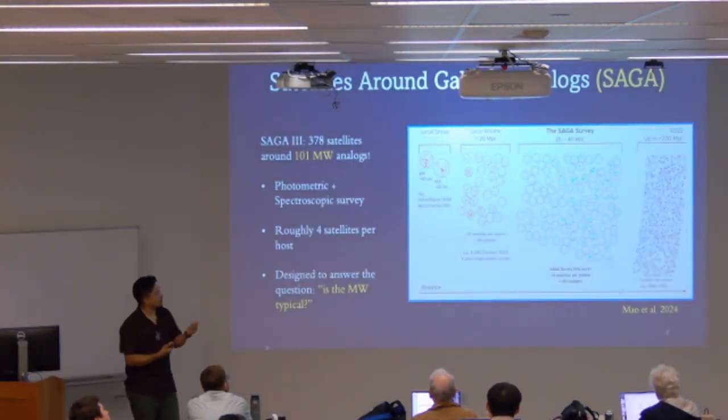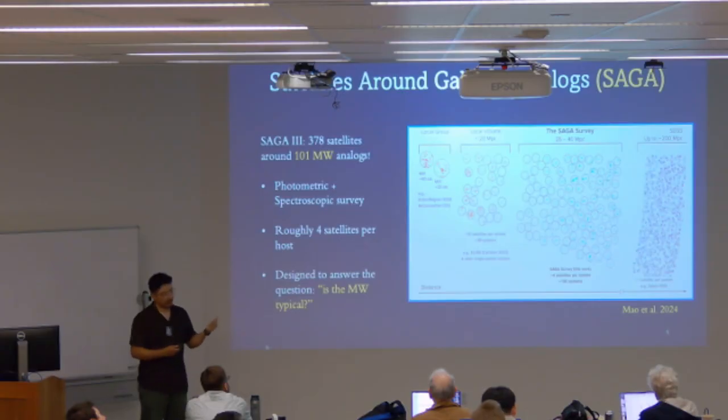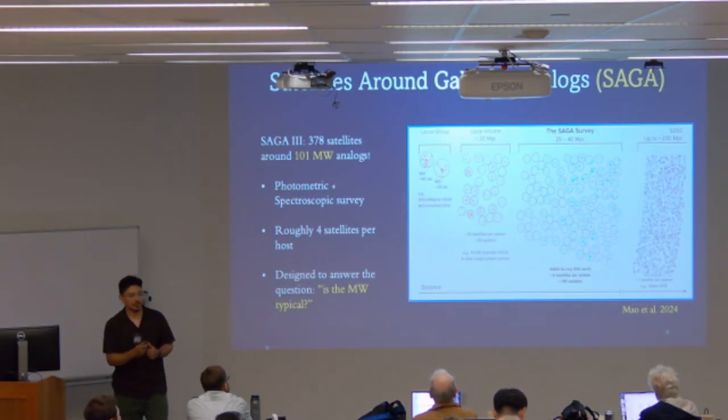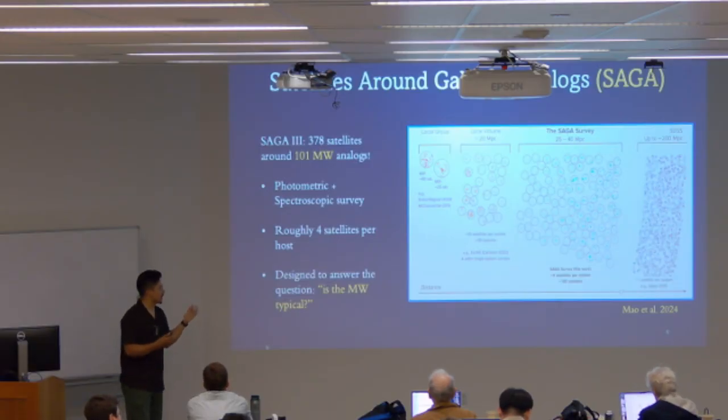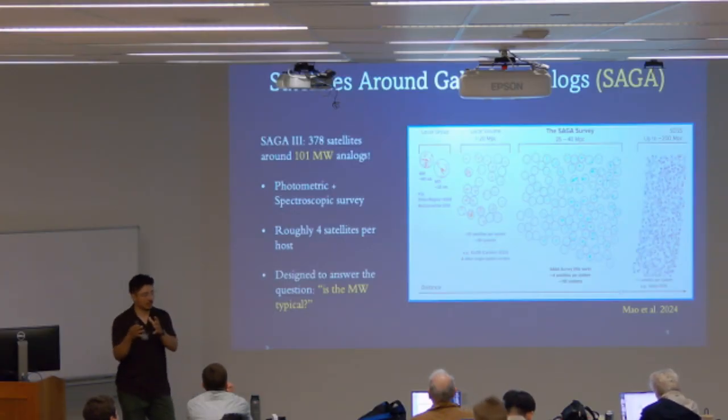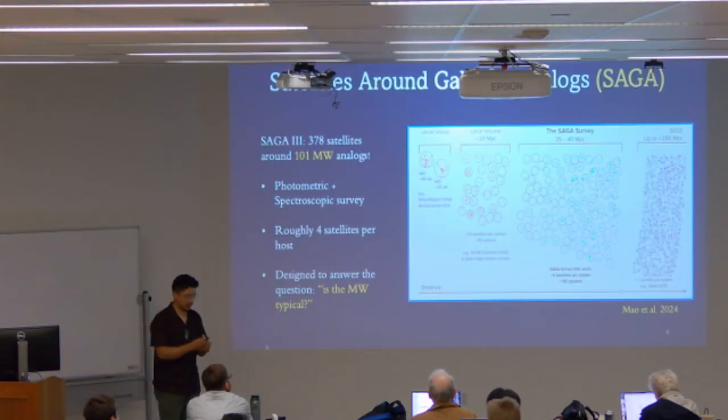But there are important steps being done, like we heard from Richie yesterday. Satellites Around Galactic Analogs, SAGA, in particular, is impressive because they have 101 Milky Way analogs, with I think a total of around 400 satellites. They're a photometric plus spectroscopic survey, which gives them a lot of confidence in their membership probabilities. The whole survey was designed to basically ask the question, is the Milky Way typical? Put differently, how does the Milky Way compare to the rest of the universe?